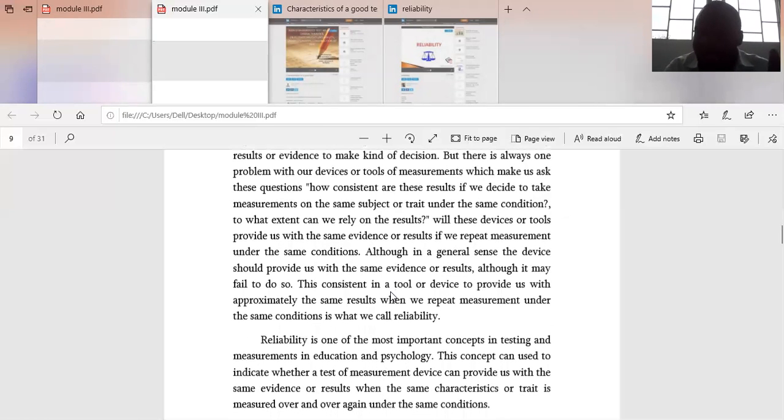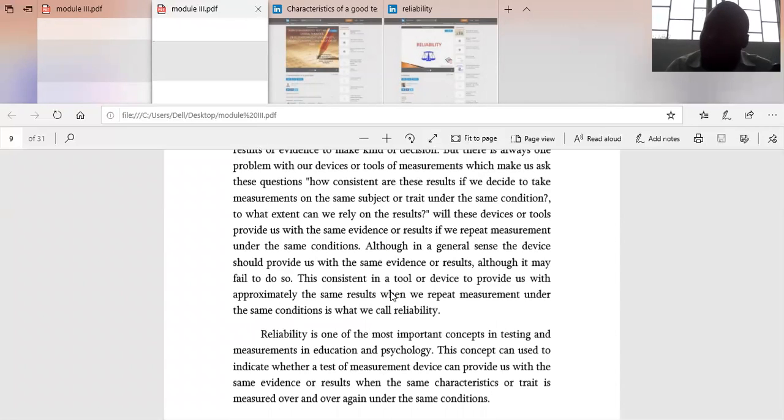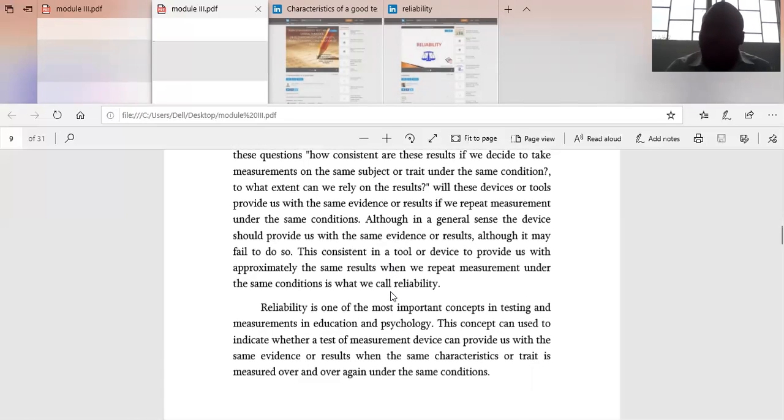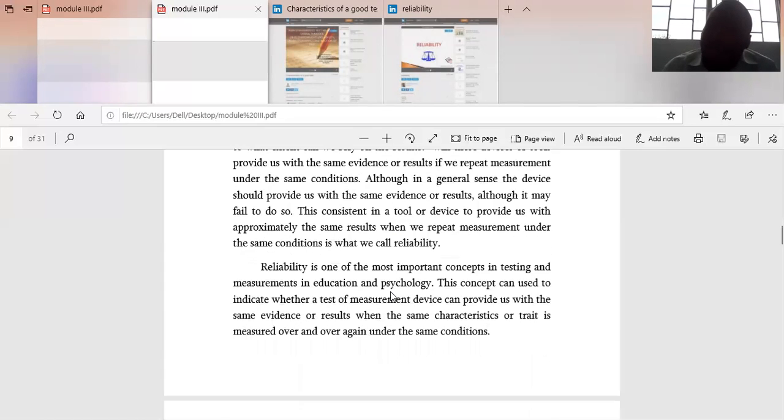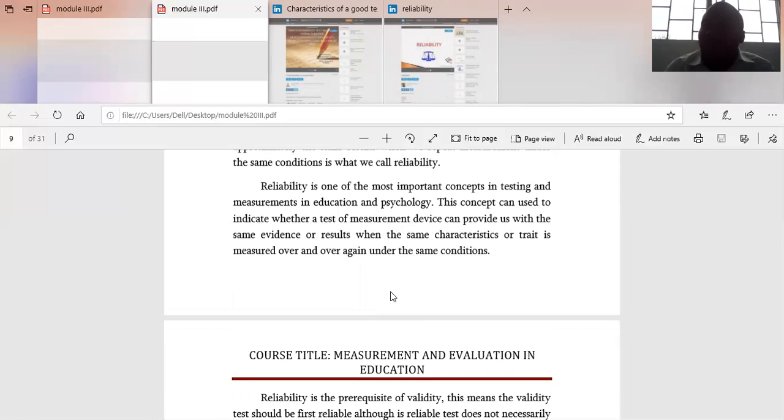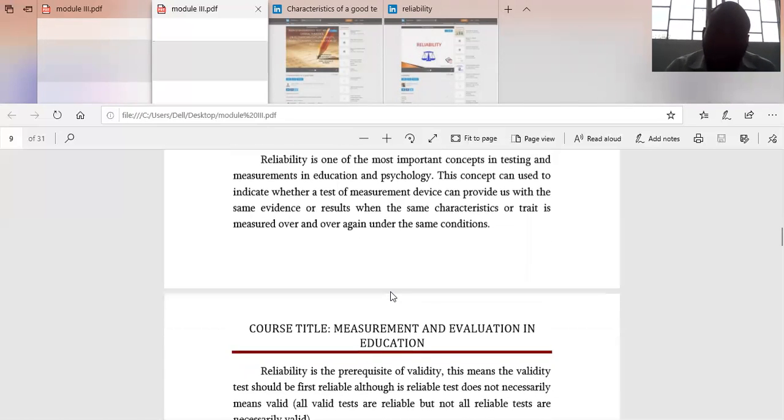Therefore, reliability is one of the most important concepts in testing and measurement in education and psychology. This concept can be used to indicate whether a test or measurement device can provide us with the same evidence or results when the same characteristics or traits are measured over and over again under the same condition. So that is what we mean by reliability by definition. We are looking at the consistency of the results, the consistency of the tools after being administered on different occasions, but bringing the same results.